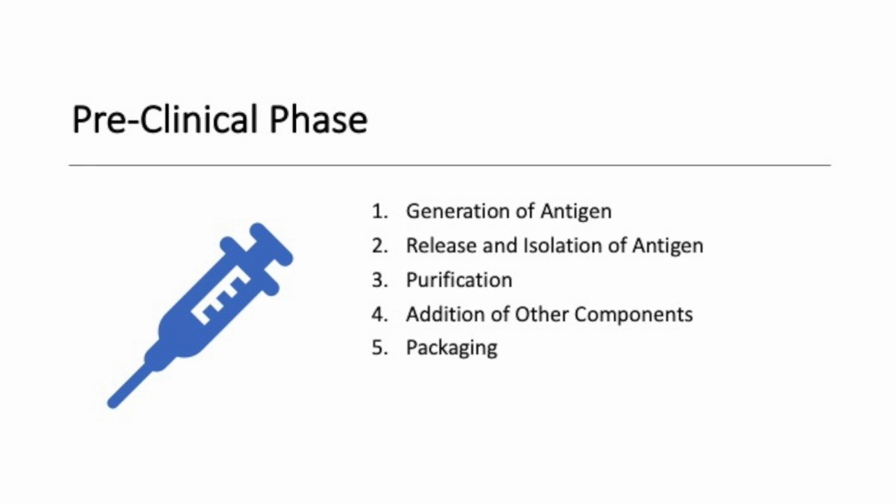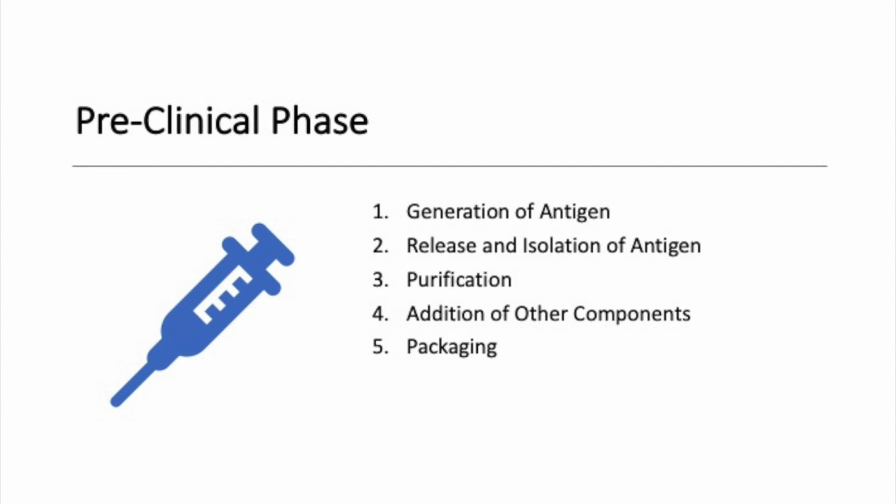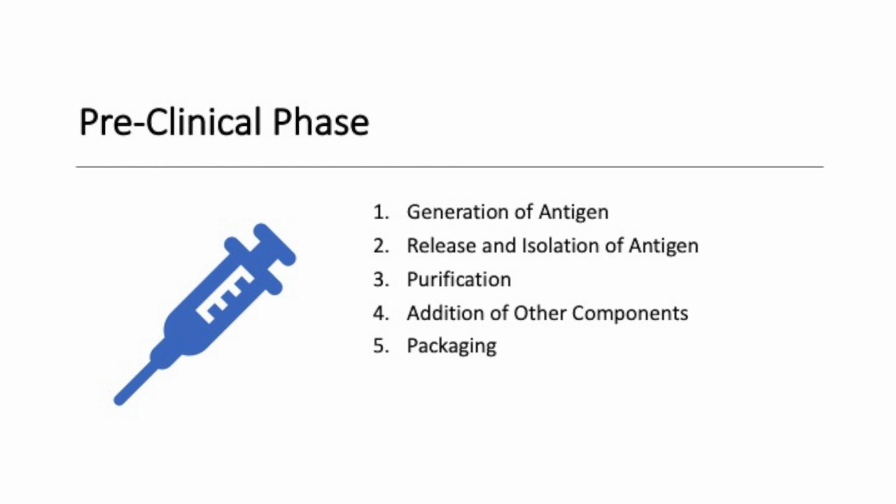The fourth step, addition of other components, is done so we can have our purified antigen survive for as long as possible. The last step, packaging, of course, is self-explanatory. The vaccine is packaged in a vial or a syringe once it's ready.